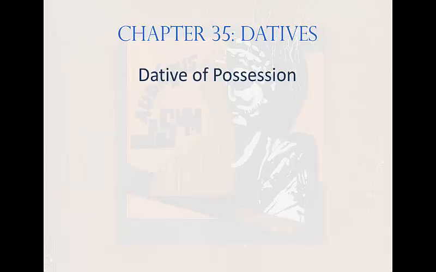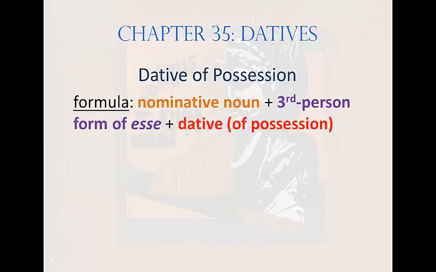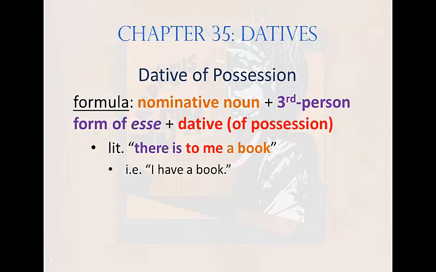First, the dative of possession, the formula for which is a nominative noun plus a third-person form of the verb to be, esse, plus a dative noun which is the actual dative of possession. The literal English equivalent will sound something like this. There is a book to me, which means I have a book. Be careful. While the to be verb is always third person, its tense and number can and often do change.